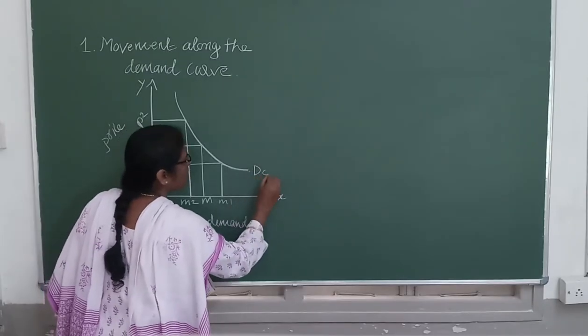When price increases, what happens? The demand decreases. P2, M2, and when price decreases, what happens? Demand increases, as we all know that. So this is what? This is the demand curve.